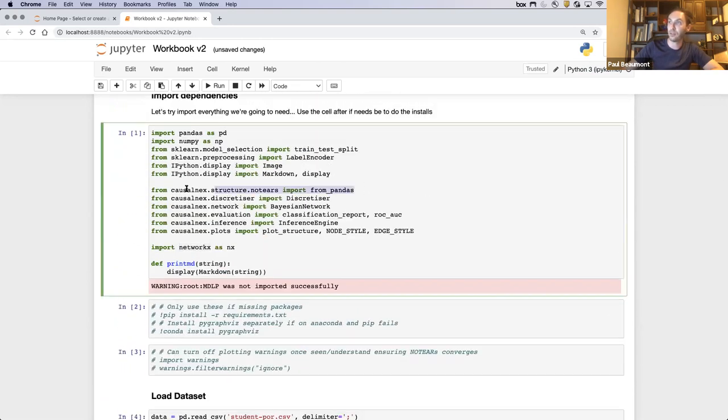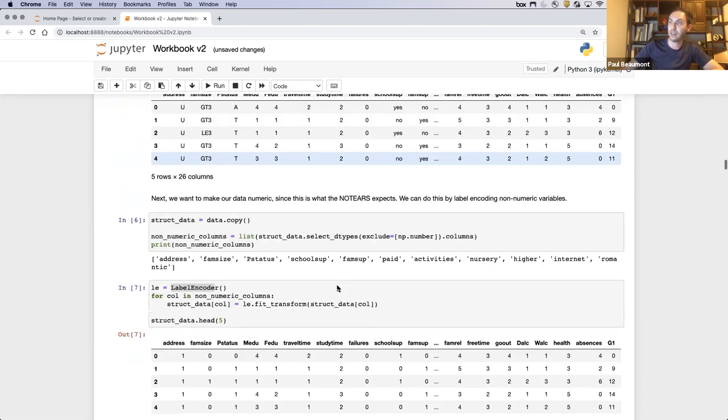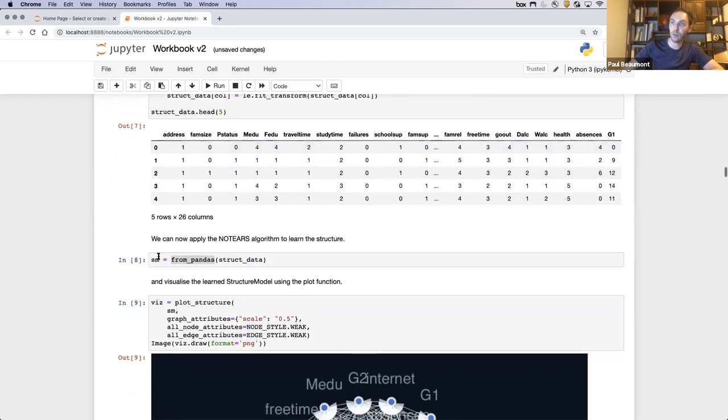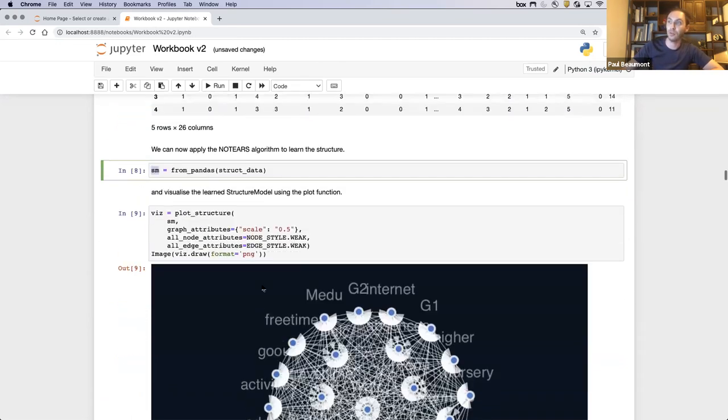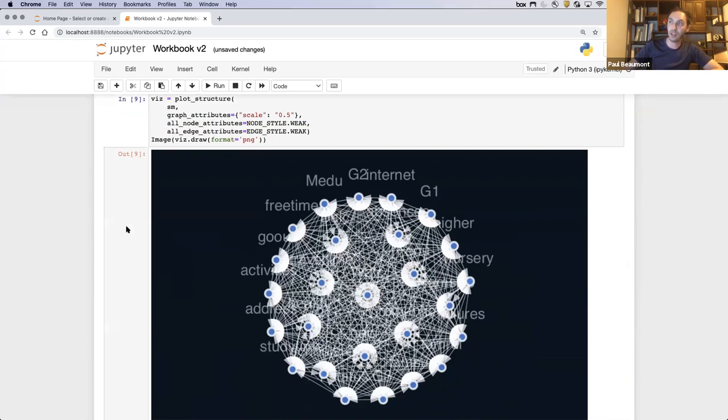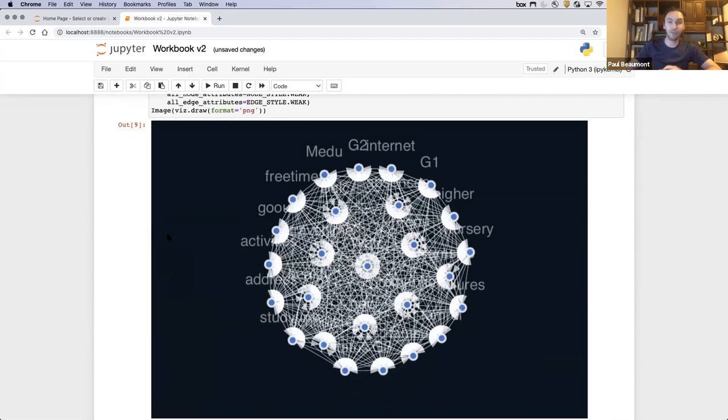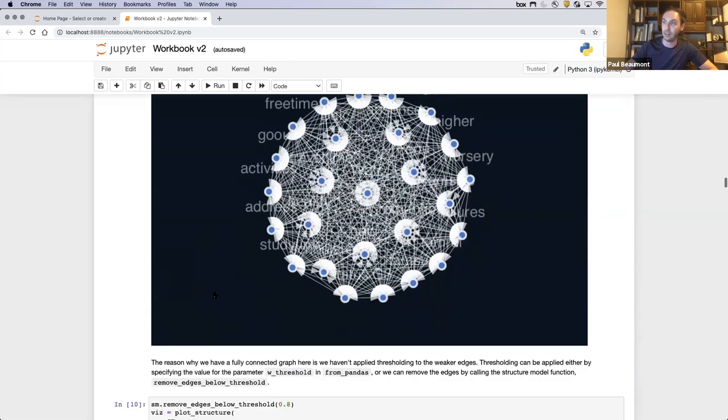We import from causalnex.structure.notears, from_pandas, and we create what we refer to as a structure model. SM stands for structure model. And we can visualize this. So this is technically a graph, but there are a lot of edges. Far too many edges for this to be considered an interpretable graph by any stretch of the imagination. Basically, everything is connected to everything else.